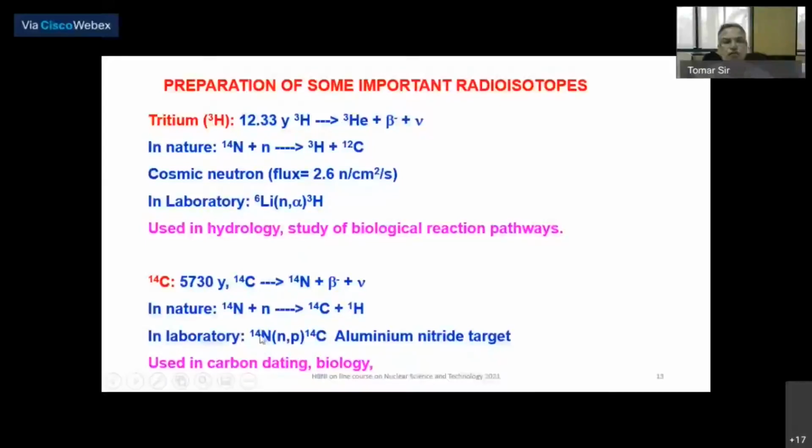In a reactor, put some compound like ammonium nitrate, you get carbon 14. Or you can put aluminum nitride as a target. And this carbon 14 is used in carbon dating or in biology. You can use this as a tracer for many organic reactions also.